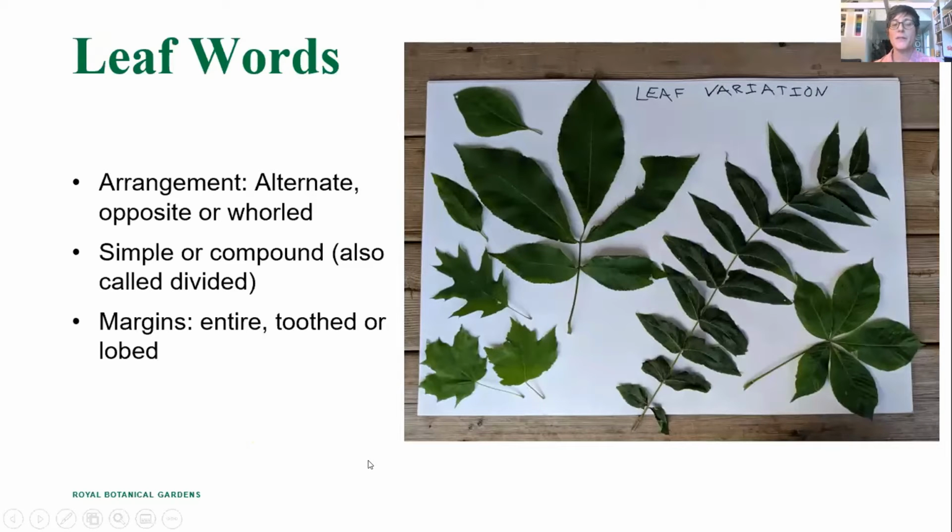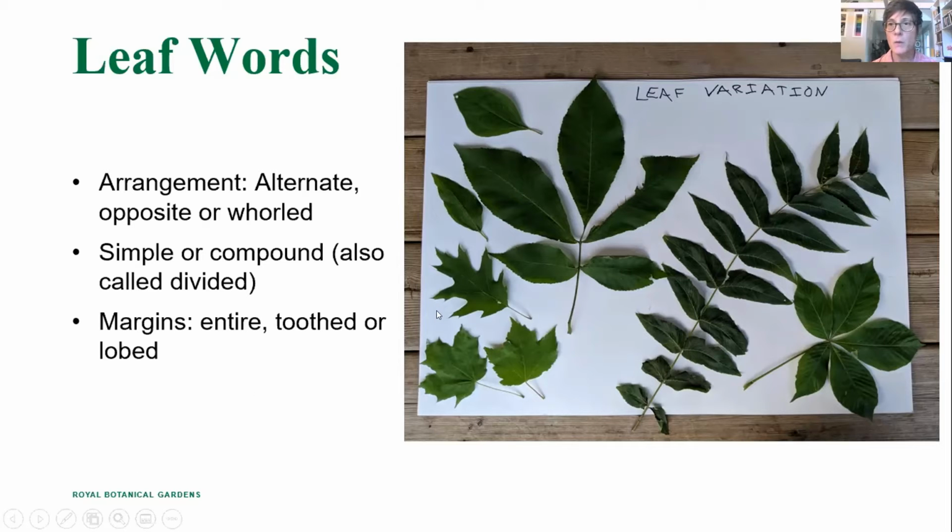You will need to know some words to describe leaves. You'll need to know about what the leaf arrangement is, whether it's alternate or opposite or whorled. You'll need to know if you're looking at a leaf that is simple or compound. You might have learned the word compound leaf as divided leaf. It's the same thing. You'll need to be able to describe whether the margins or the edges of your leaf are entire, toothed, or lobed, and how they are entire, toothed, or lobed.